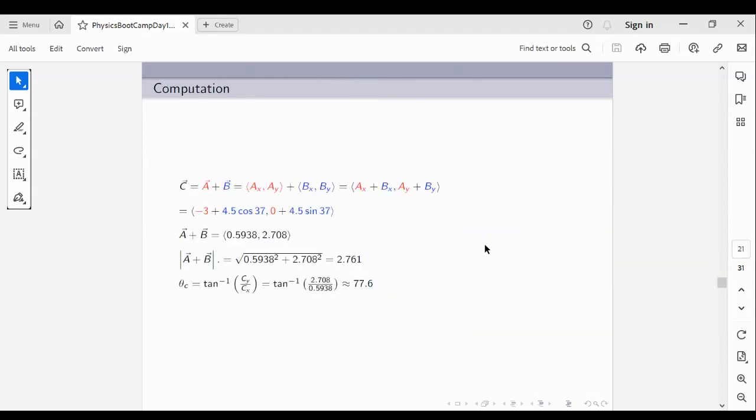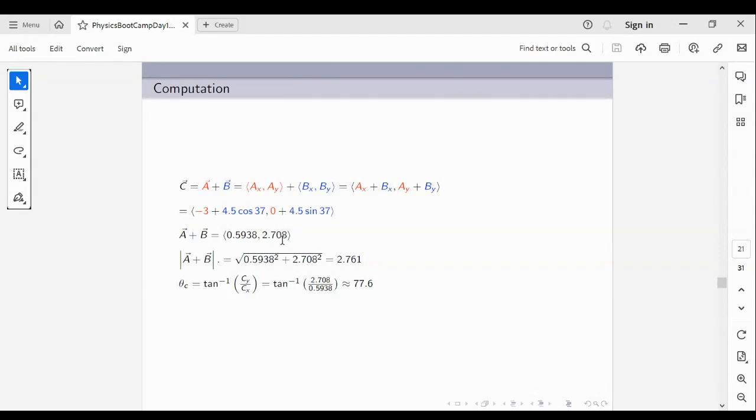And now when you add them up, this is how you typically add vectors. You add up the components. Because I don't know about you, I can't draw that well. We have C equals A plus B, which of course A has both an X and Y component, and B has both an X and Y component, and we add the components together respectively to get the components of the sum. If C equals A plus B, then it equals 0.5938 and 2.708.